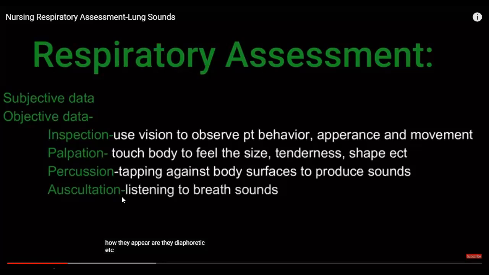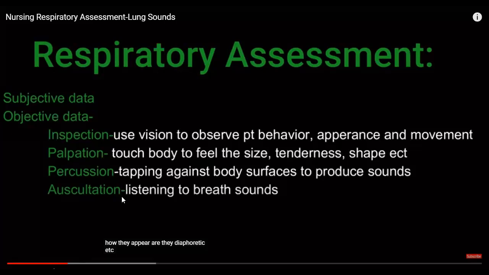I want to recap it, my friend. The normal lung sounds are three: bronchial, bronchovesicular, and vesicular. Bronchial lung sound we can get over the trachea. Then bronchovesicular sound we can get in the central part of the lungs. The third one is called vesicular sound, which we can get in the periphery of the lungs.